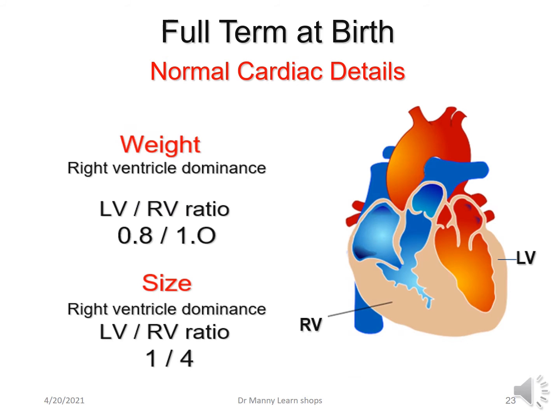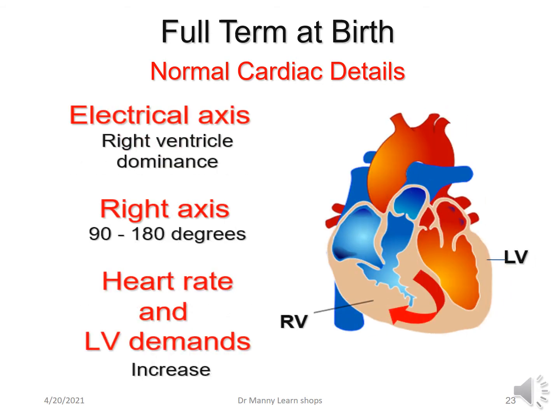In relation to the weight, there's right ventricular dominance, because in the fetal circulation, the right ventricle has had to do most of the work. The left ventricle in the fetal circulation hasn't had to do too much. So the weight ratio is approximately left ventricle smaller than the right ventricle. And the size, you have right ventricular dominance. So the right ventricle is approximately 4 times larger than the left ventricle, because it's had to work pretty hard during the development of the embryo to the fetus to get it to the stage of term.